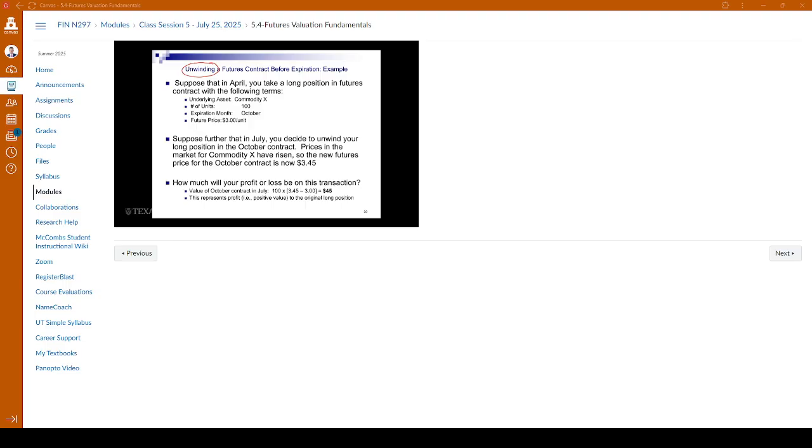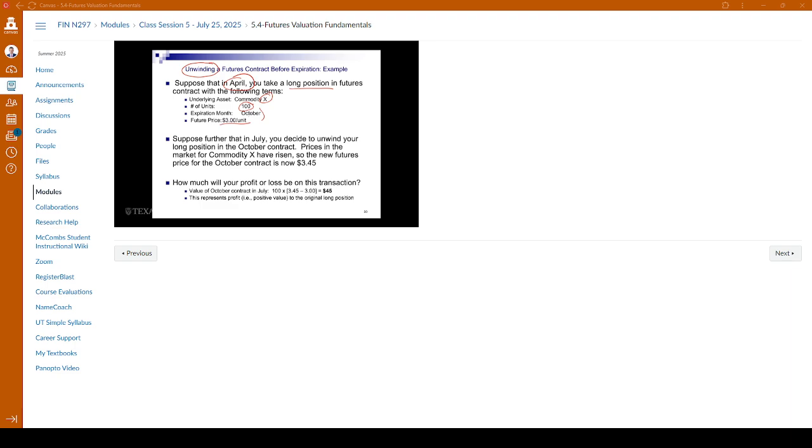And so here's the idea. Let's assume we're in April and that we agree to be long in a futures contract for a commodity. Let's just call it X, could be wheat or it could be a physical asset like gold, 100 units of it, and the contract matures in 6 months' time in October, and we lock in a price of $3 per unit of commodity X.